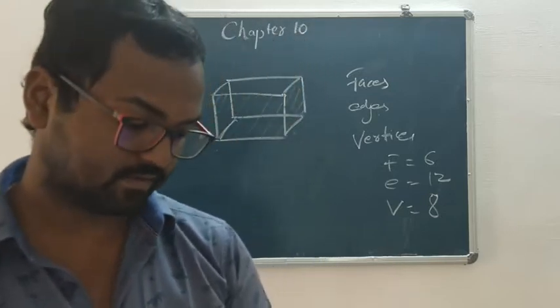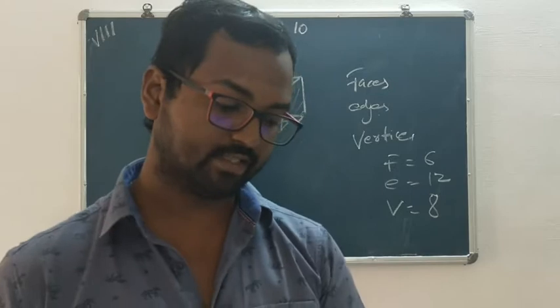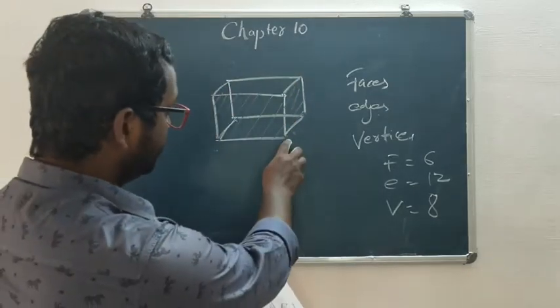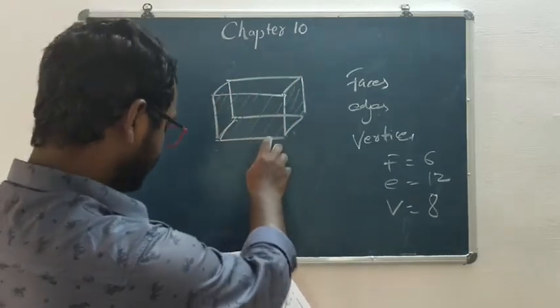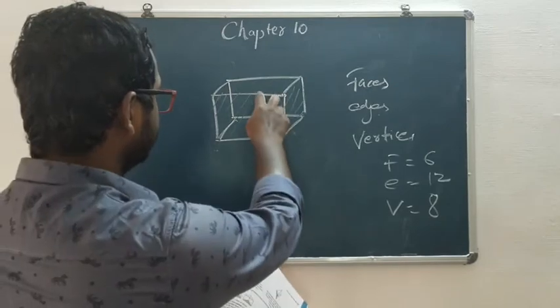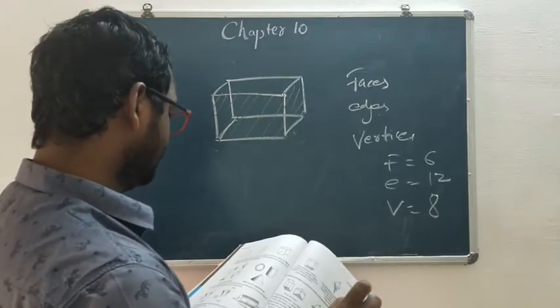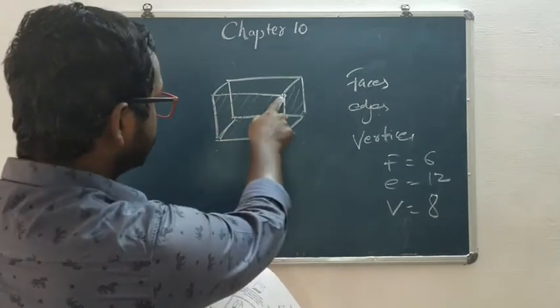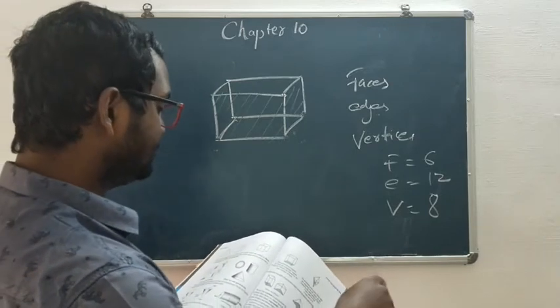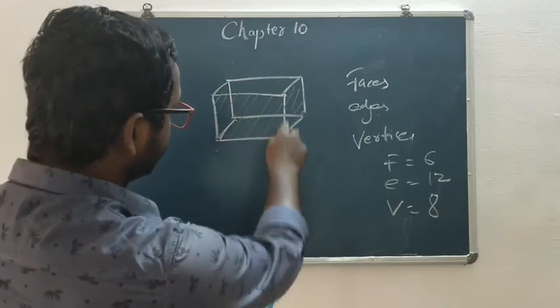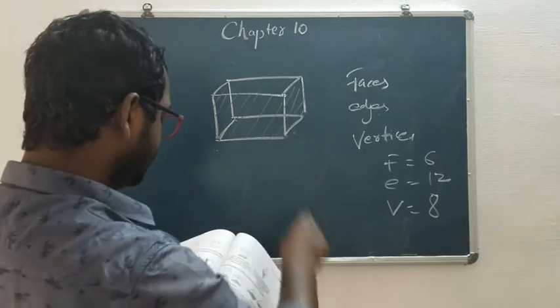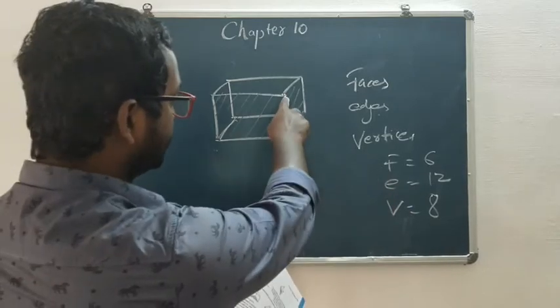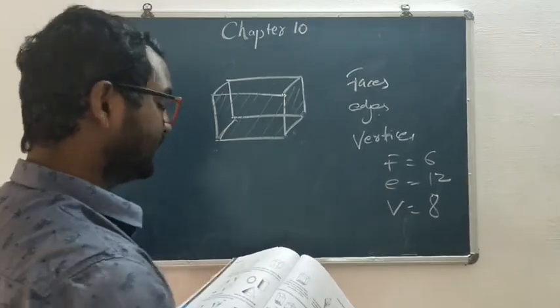which are called its faces. These faces meet at edges. Yes, faces actually meet at edges, which are line segments. And these edges meet at vertices, which are points. Such solids are called polyhedrons.